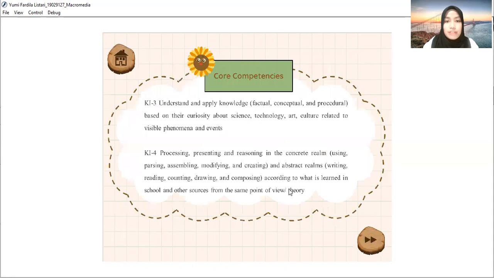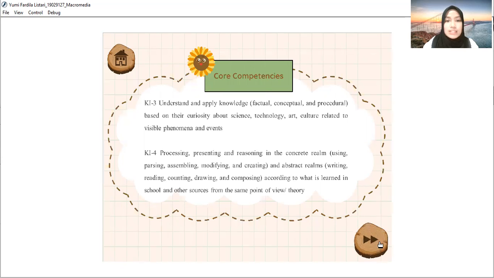In this menu, there are first the core competencies. KI3: understand and apply factual, conceptual, and procedural knowledge, based on their curiosity about science, technology, art, culture related to visible phenomena and events. KI4: processing, presenting, and reasoning in the concrete realm, using parsing, assembling, modifying, and creating, and the abstract realm, writing, reading, counting, drawing, and composing, according to what is learned in school and other sources from the same point of view or theory.